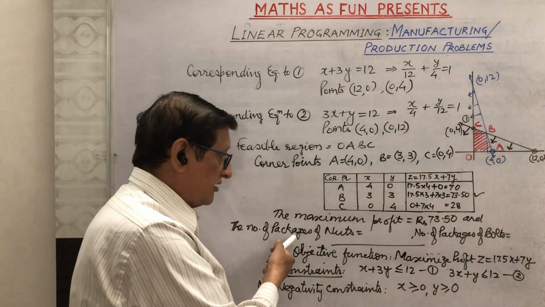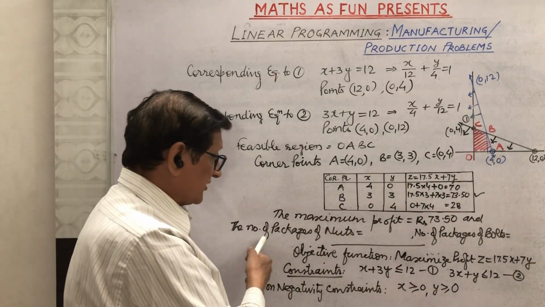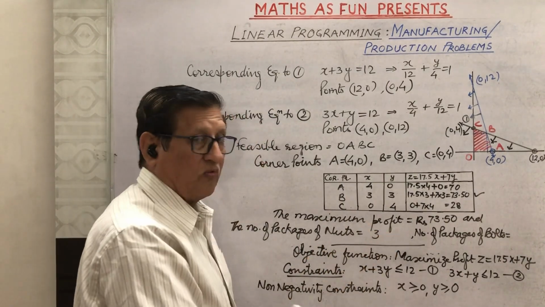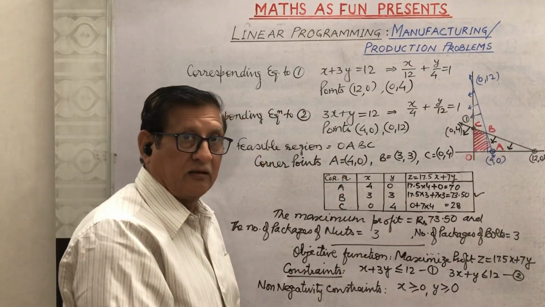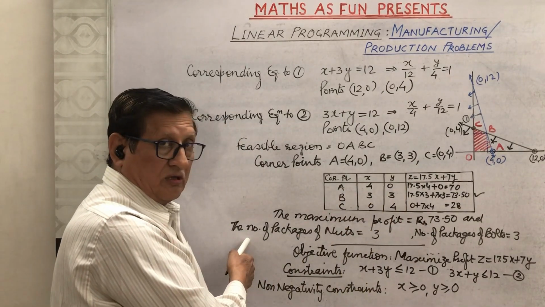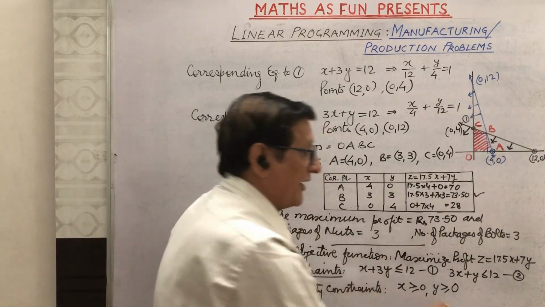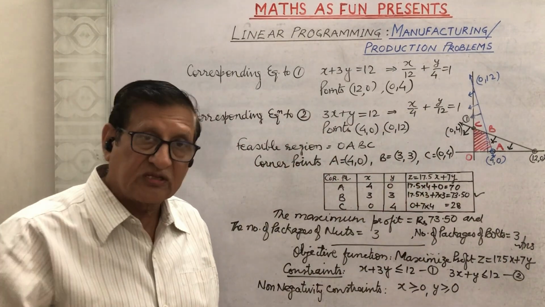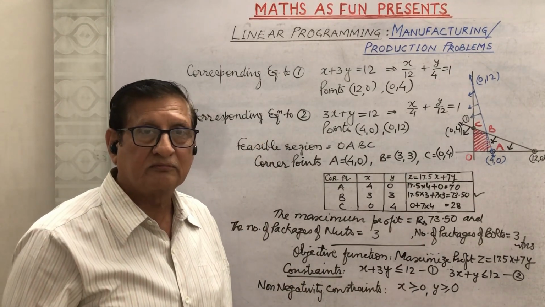And here x represents the number of packages of nuts, that is 3. Y represents the number of packages of bolts, that is 3. So for getting the maximum profit, we have to produce 3 packages of nuts and 3 packages of bolts, and this is the answer to the problem. This is the way we can find the solution of a manufacturing problem.